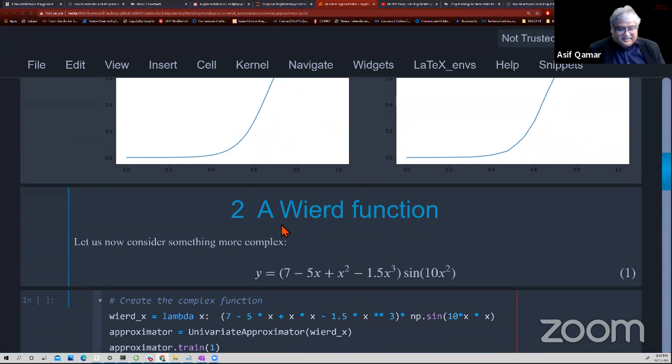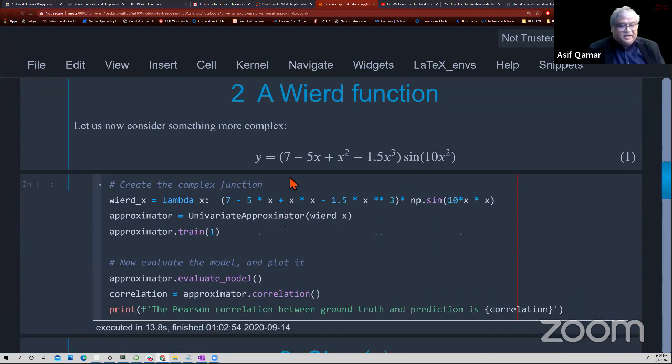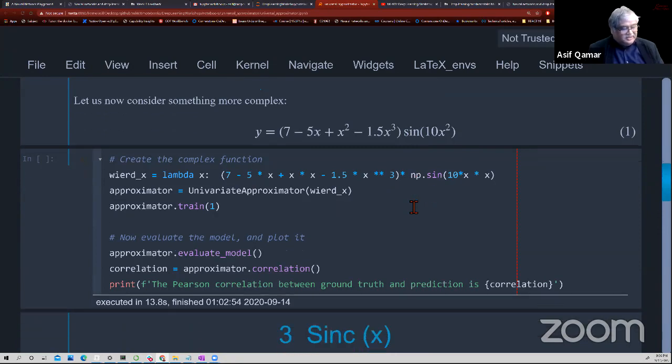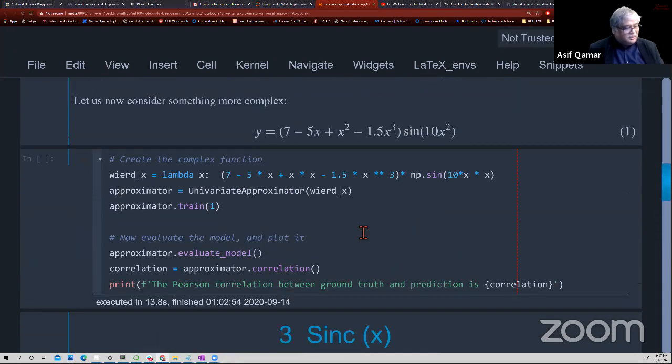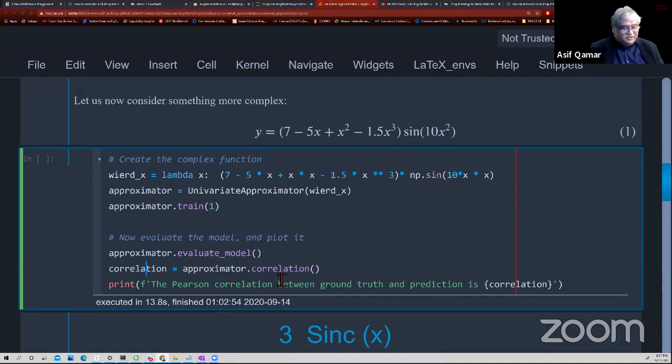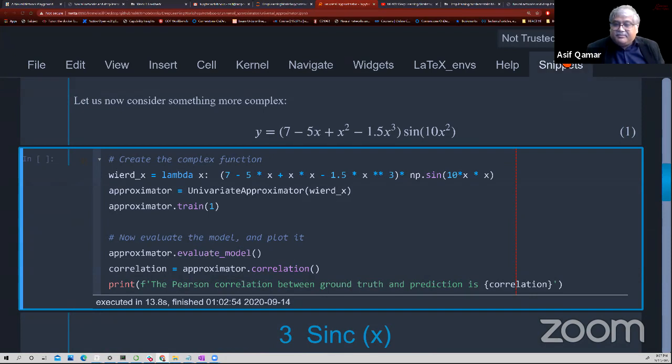Let's try something else. What I did is I created a weird function. I put this sin x also into it, and then I trained it. Oh, I don't think I have run this. When you run this, I'll leave this to you to run it. In my case, why is the running part not showing up?